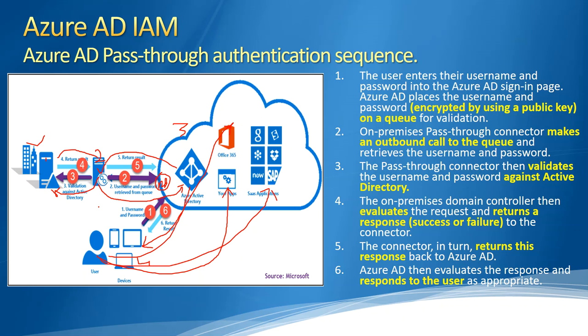Because in that case, if you really had to do that, you'd have to put in a DMZ infrastructure in the DMZ. So that's the difference between ADFS, or the federation infrastructure, and the pass-through.